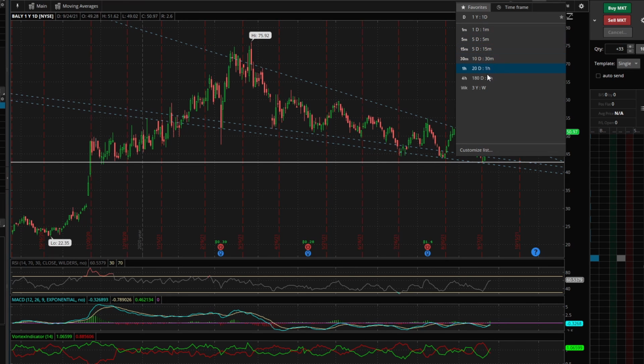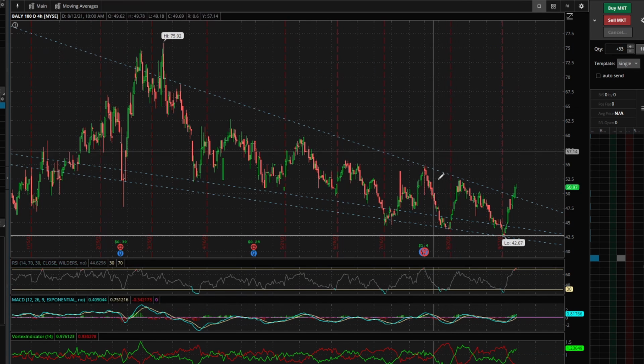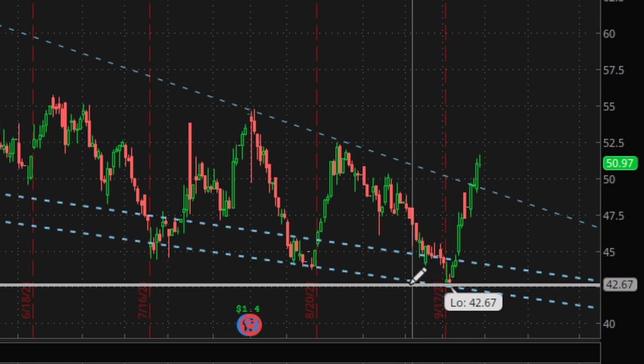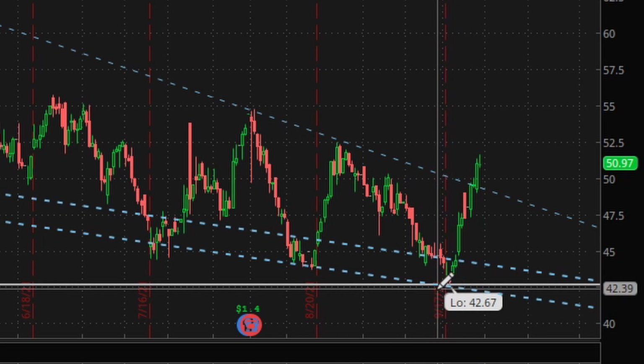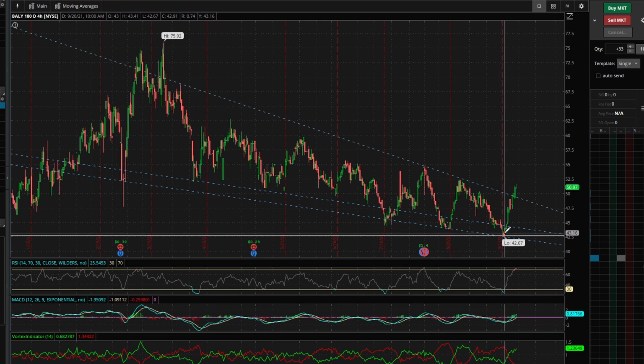Let's hop back over to the 4 hour. All right, perfect. So now we have a support level and the trend line level, which is a perfect convergence right there, right? We have our trend line coming straight down into our support level. So that entry looks very, very nice.